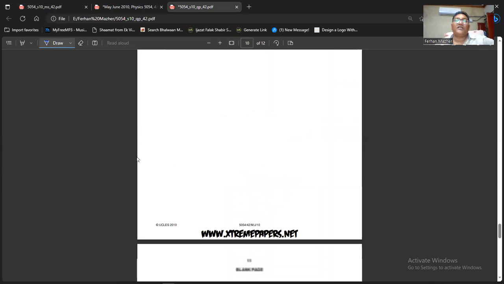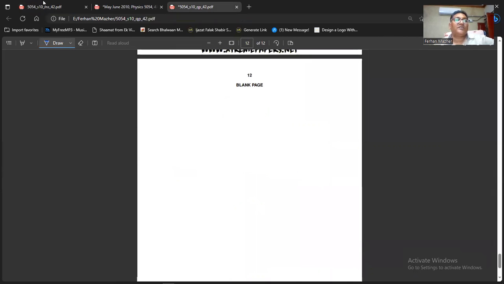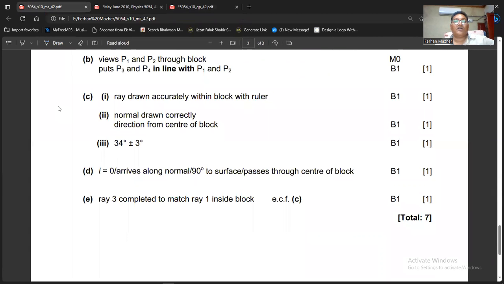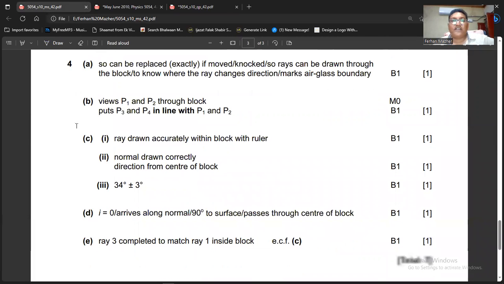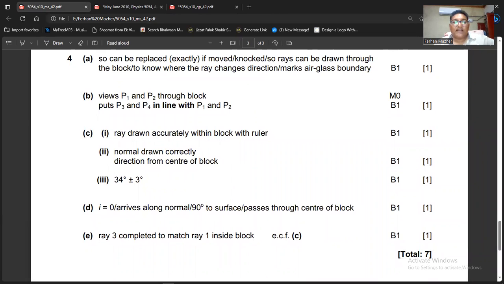So we are done with this question. This is question number 4, marking scheme.